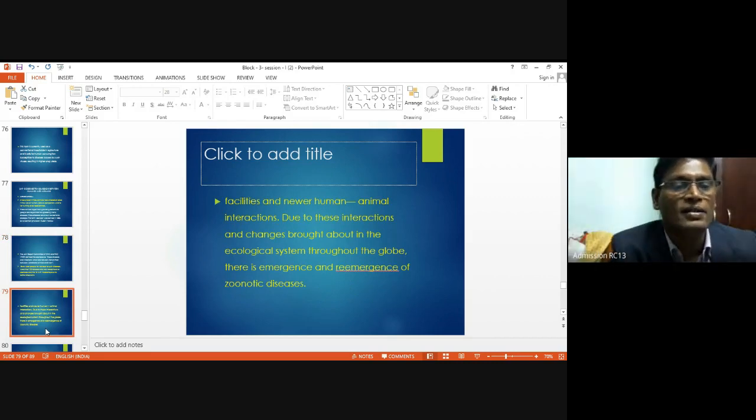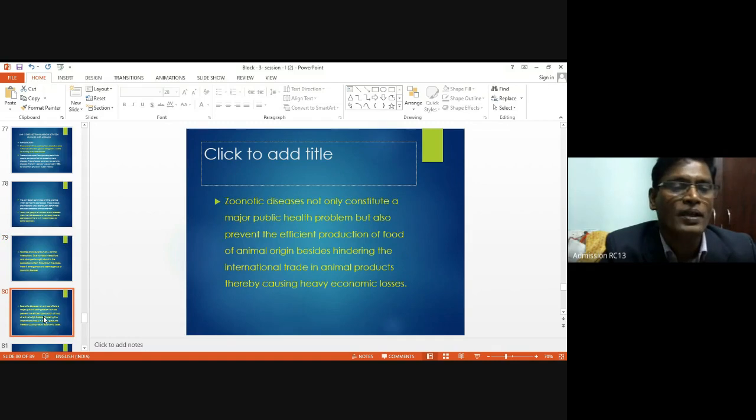Due to these animal interactions and changes brought about in the ecological system throughout the globe, there is an emergence of zoonotic diseases. Zoonotic diseases not only constitute a major public health problem, but also prevent the efficient production of food of animal origin, besides hindering international trade in animal products, thereby causing heavy economic losses.